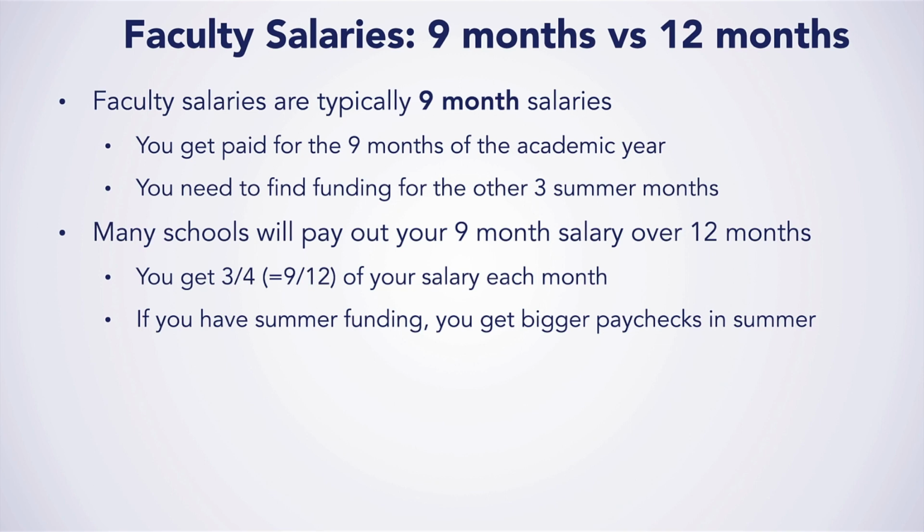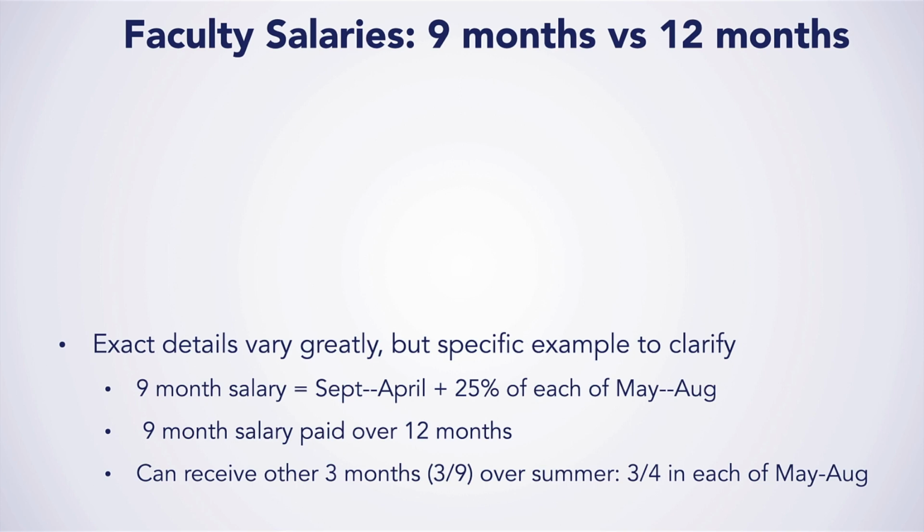Faculty salaries are 9-month salaries that reflect the 9 months of the academic year. Generally, if you want to and can find the funding, you can fill in the other 3 months to get your full 12 months of salary. Now, many schools will pay out your 9-month salary over 12 months, even regardless of whether or not you have summer funding. So you basically get 3/4 of your paycheck every month over 12 months. And if you have summer funding, you get bigger paychecks in the summer. Does that sound really confusing? Let's just make a specific example to understand it better.